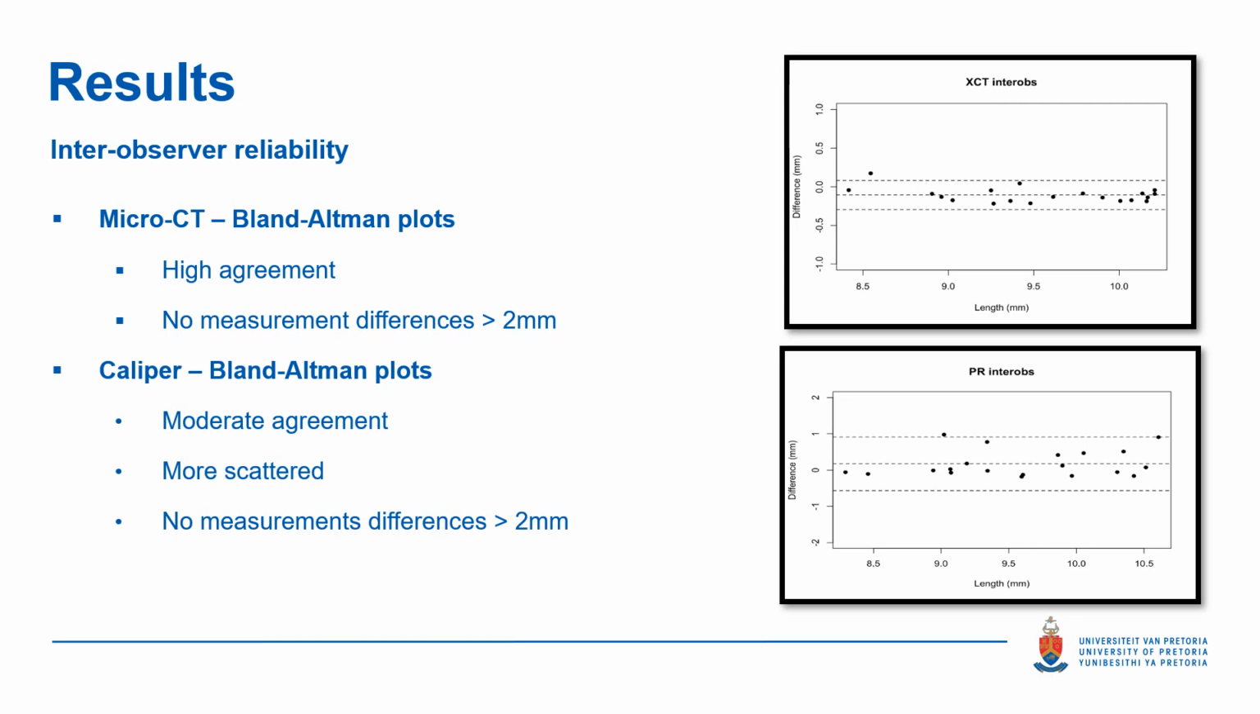Bland-Altman plots confirmed high agreement in general, with few differences, always less than 2 mm, which is accepted. The biggest difference was noted for caliper buccolingual measurements, with a wider spread of plots.